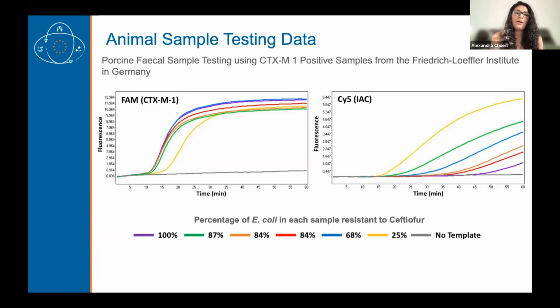So you can see on the FAM, the CTX-M-1 graph, that all of the samples came up before 15 minutes. Which was a great thing to see, that our assay was specific enough to pick up from 100% resistant down to 25% before 15 minutes. And another IAC just to make sure that our assay is still working, which it did, which is always a good sign.